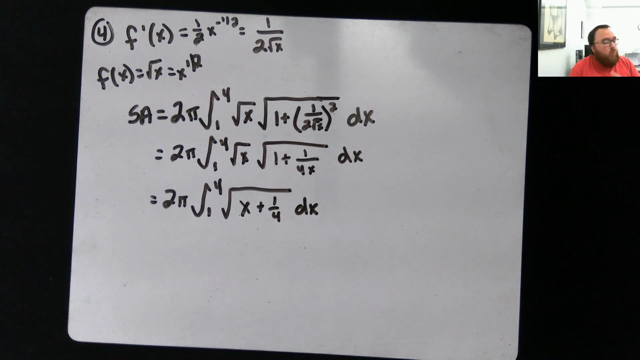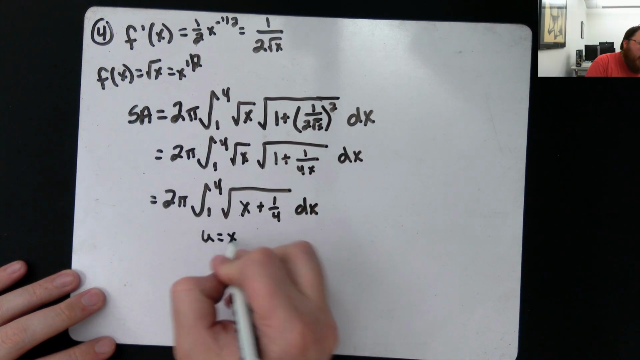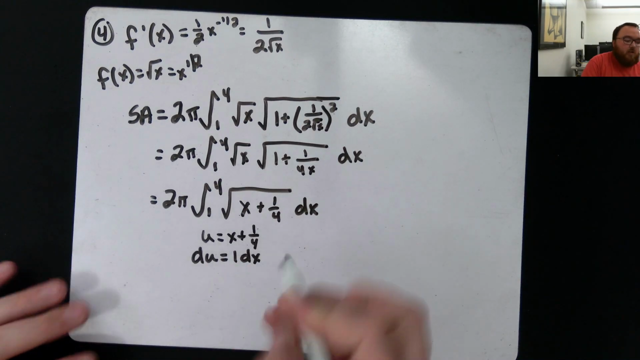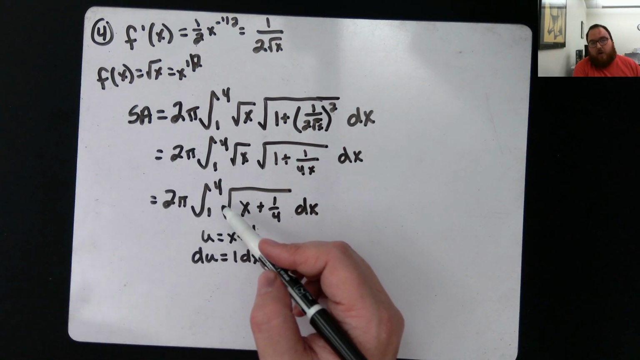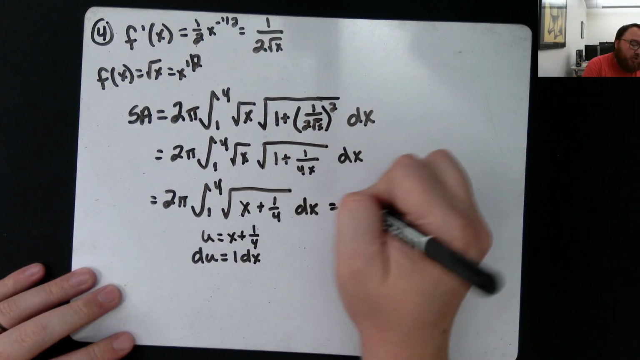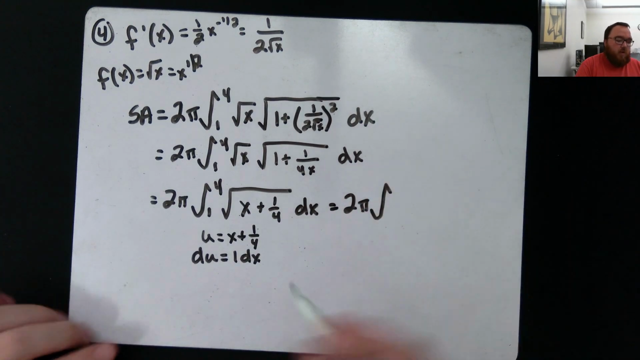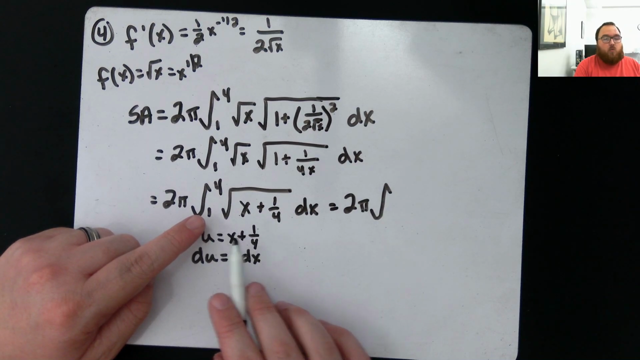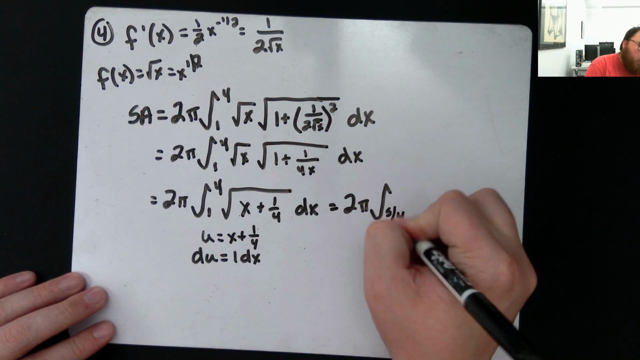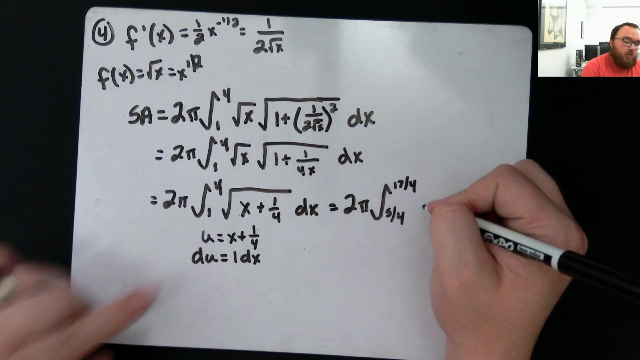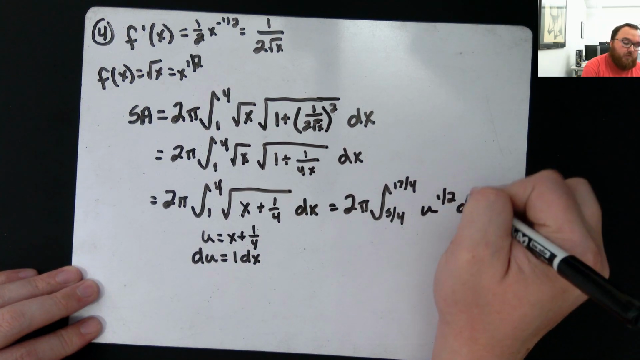So now this is just like what we did on examples number 1 and 2. I can let u be equal to x plus 1/4. So du has to be 1 dx. Luckily, I pretty much already have a 1 right here, right? Because everything has an imaginary 1. So this becomes 2 pi integral. My bound was a 1, but if I plug in a 1 right here, 1 plus 1/4 is going to be 5/4. 4 plus 1/4 is going to be 17/4. Square root of u is u to the 1/2 du.